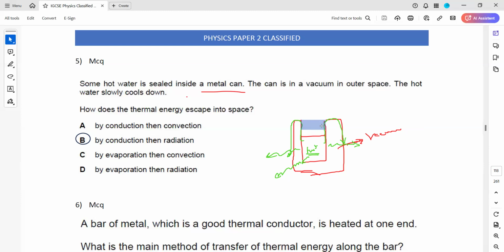Is it clear? Yes, sir. Why did we not use the term evaporation, even though evaporation is also a cooling effect? Because evaporation is not a method of heat transfer. Conduction, convection, and radiation are the methods of heat energy transfer.